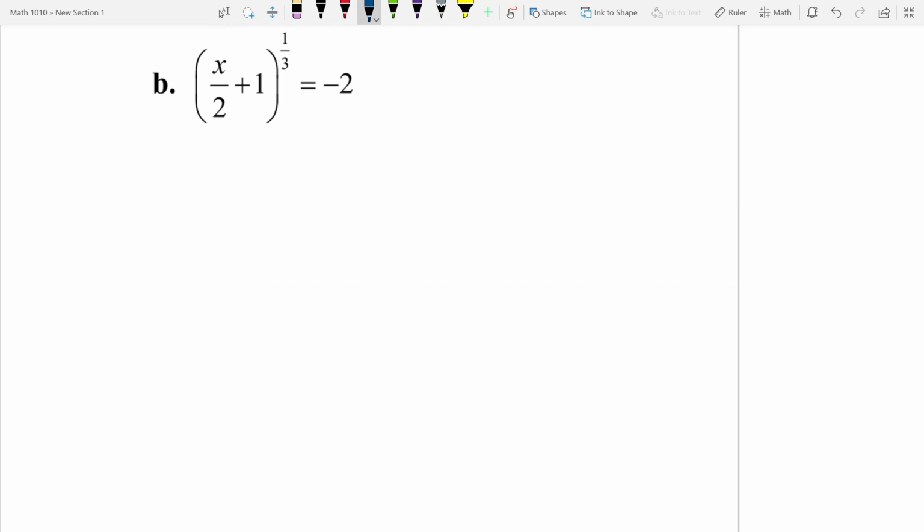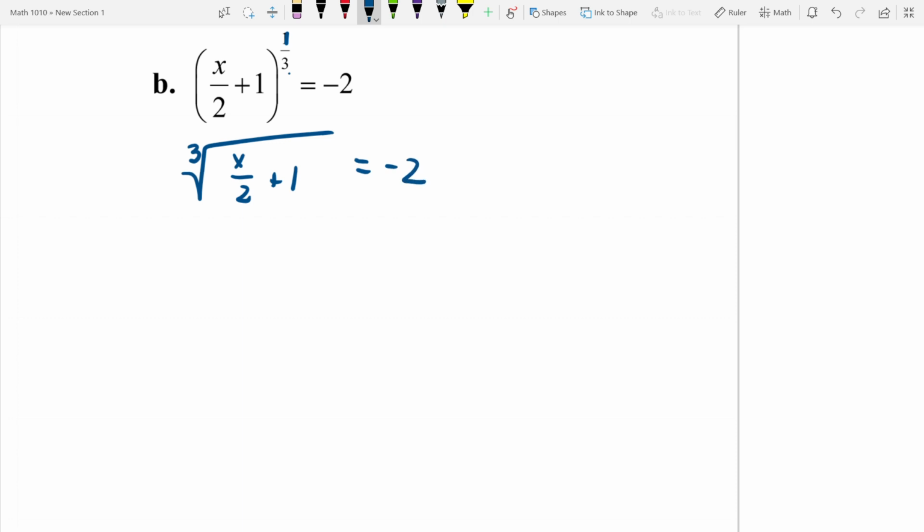Okay, let's go with question B. Well, first of all, I don't even have a radical, but I can very quickly write it as a radical. See that little number's a 3, so that's what goes inside of there. This is x over 2 plus 1. This 1 right here means this is raised to the first, but that's not going to change anything, so I'm actually not even going to write that down. It's not necessary, okay? And then we have equals negative 2.